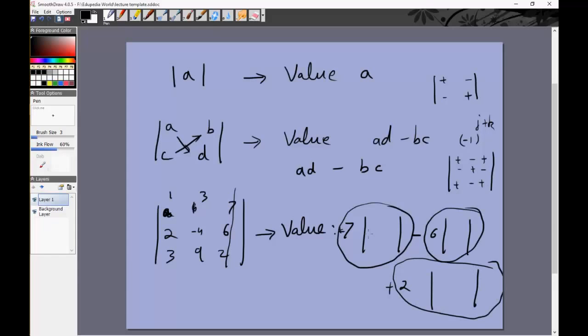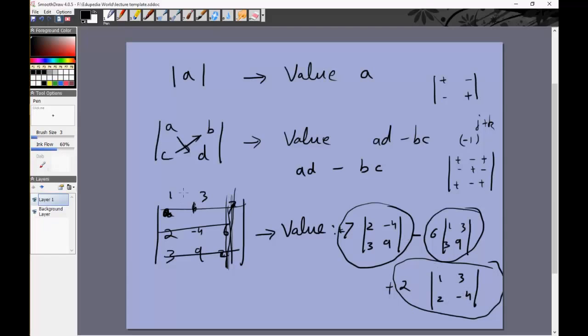Now what are the determinants? For 7, we just remove this row and this column, we get 2, minus 4, 3, 9. For 6, we remove this row and this column, we get 1, 3, 3, 9. And for 2, we remove this row and this column, so we get 1, 3, 2, minus 1.